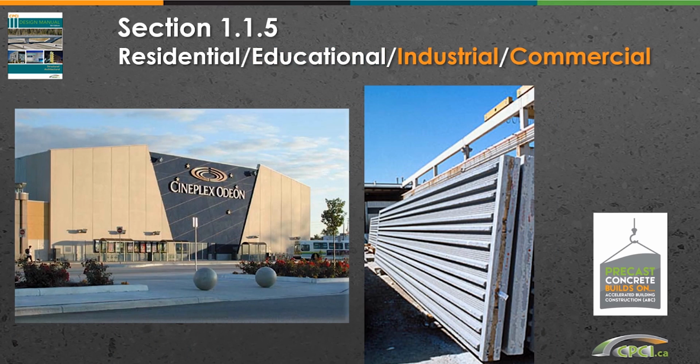Pre-stressed fully composite wall panels are also introduced in this section. These wall panels can generally span 2 to 3 stories in height. Shown here is a typical commercial application for a theater. This same type of construction is also used for industrial applications. The manual also describes precast concrete residential applications.